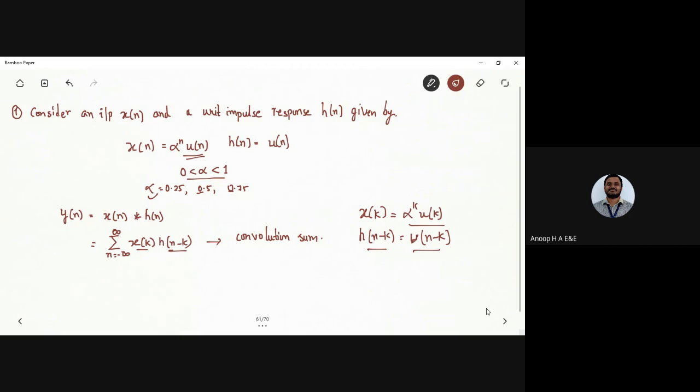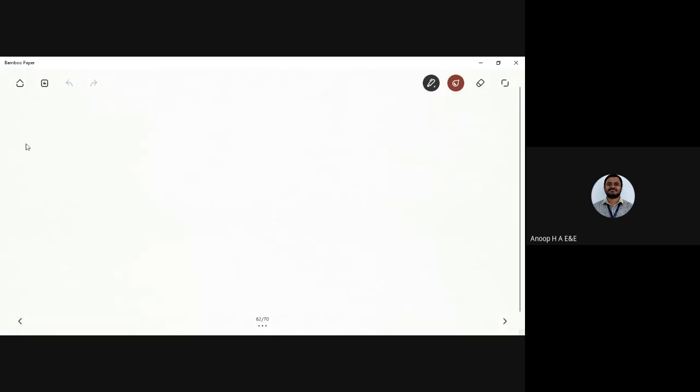Now what do I need to do? I need to consider two cases. First, case 1, where n is less than 0. Then the product of x of k and h of n minus k is 0, and y of n will also be equal to 0.